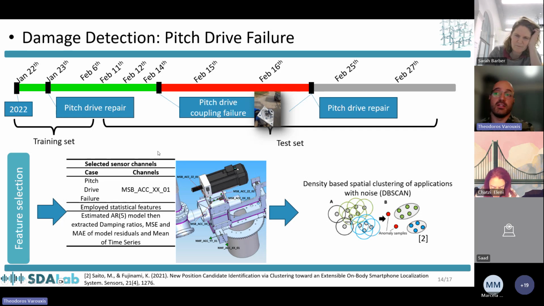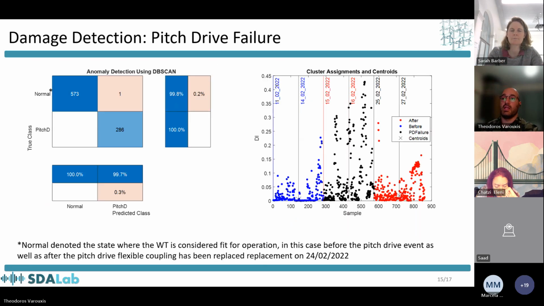This time, we only used the output of a single sensor channel, and we used this time series to estimate an autoregressive model. Then the features that we chose would be the damping ratios, mean square error, and mean absolute error of the model residuals, and the mean of the acquired time series as an input to a density-based spatial clustering algorithm. The results of the algorithm are, again, satisfactory, achieving almost perfect damage classification results.